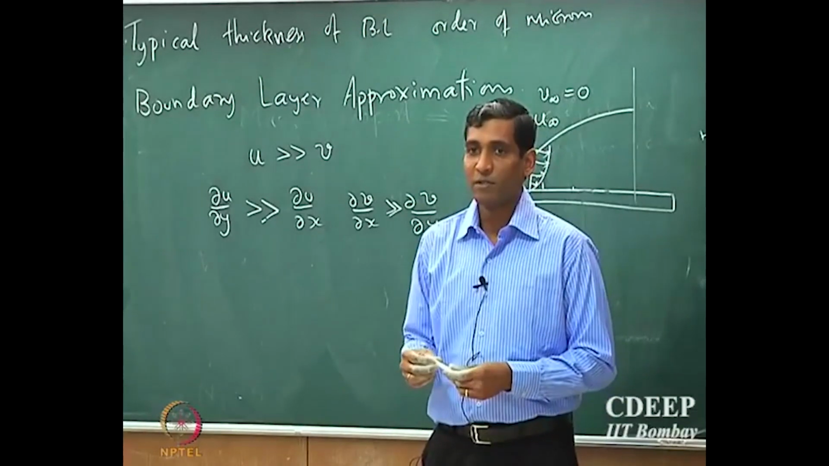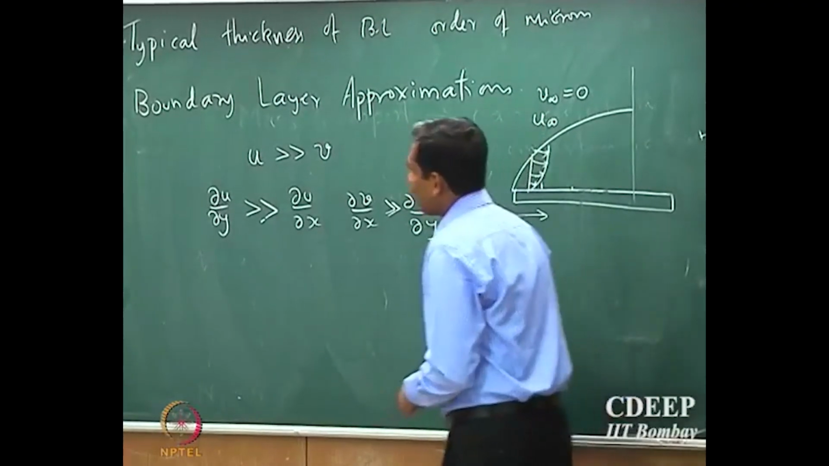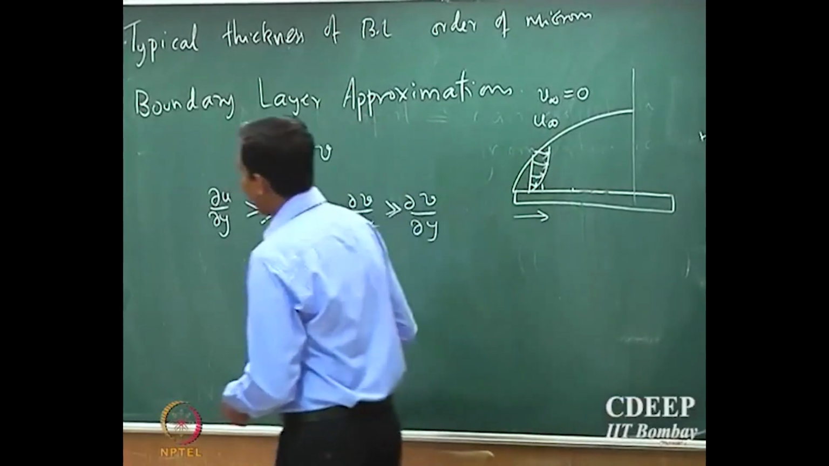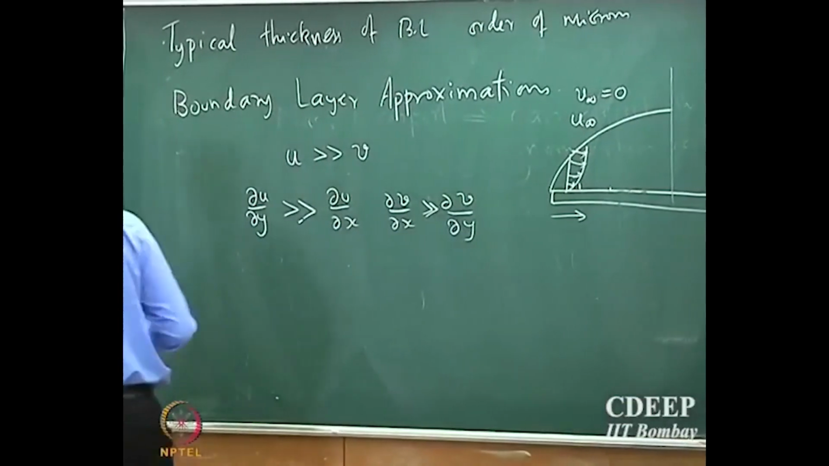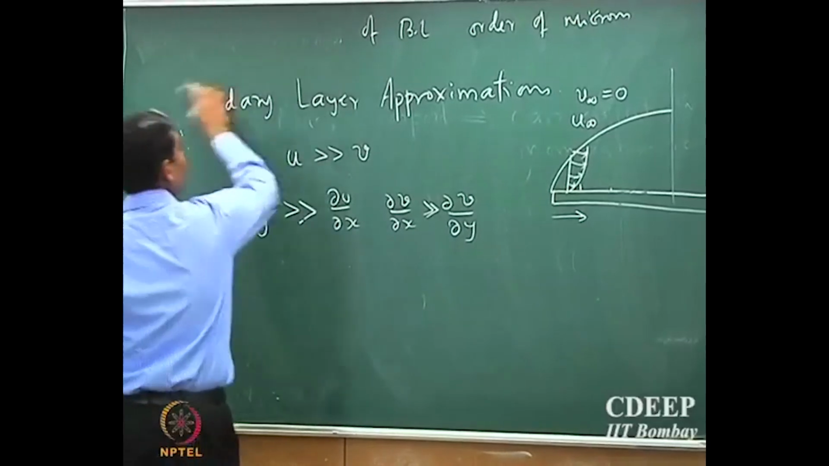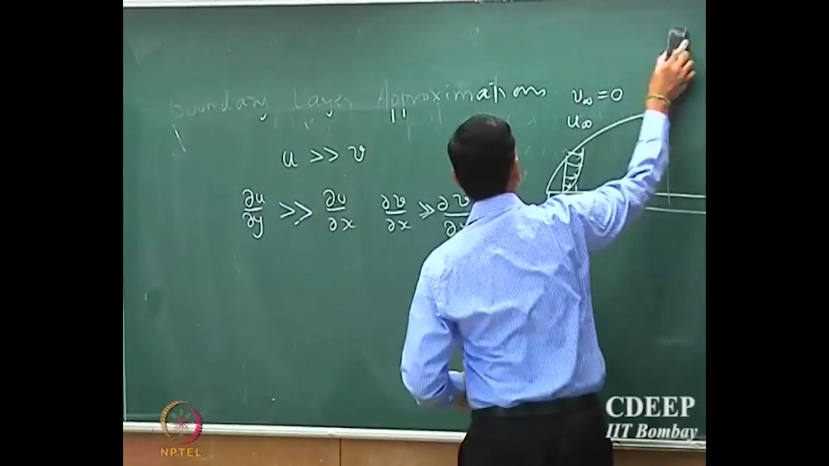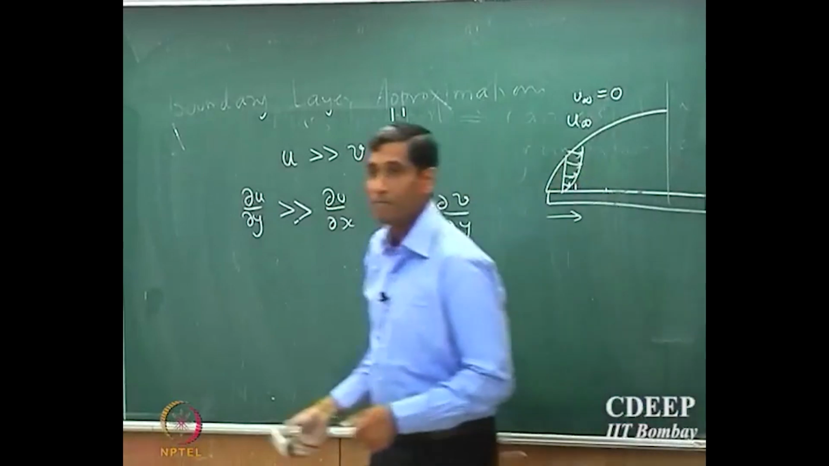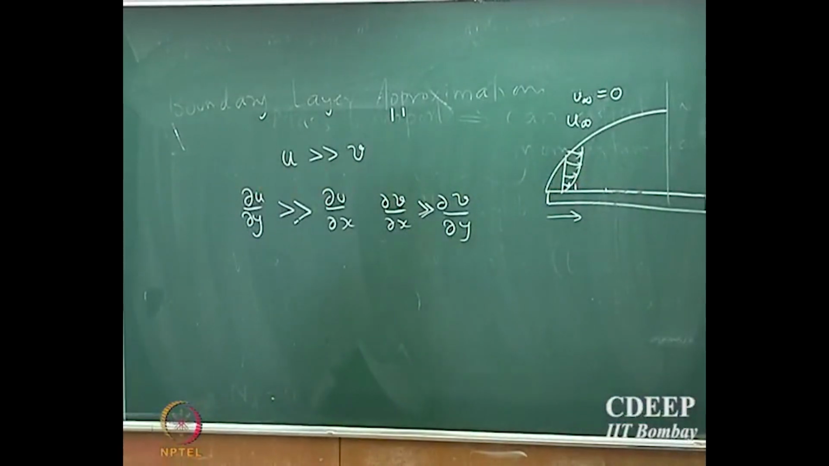Okay, any other questions? Alright, so if we impose these boundary layer approximations, we can rewrite the model equation. Yes, sure.